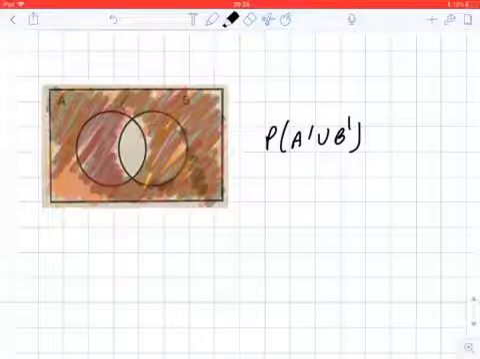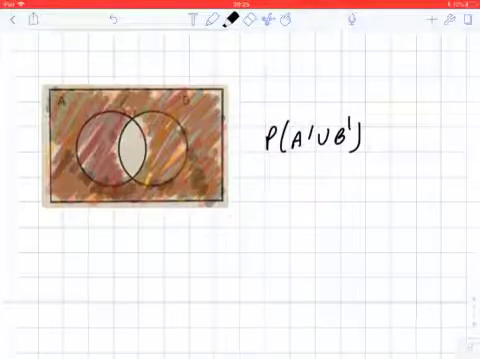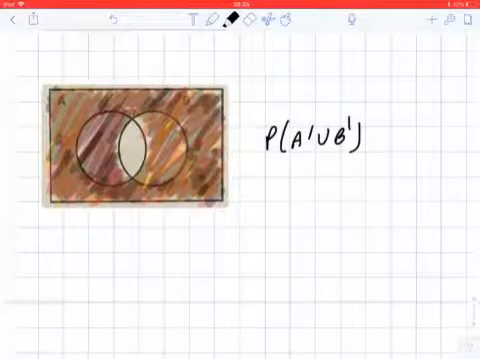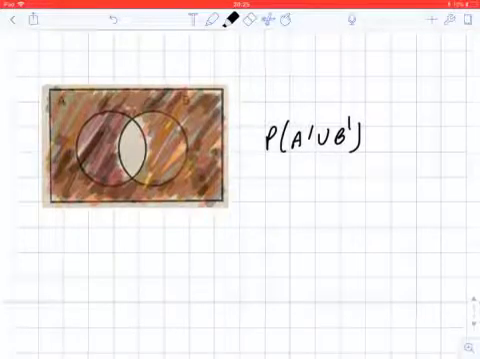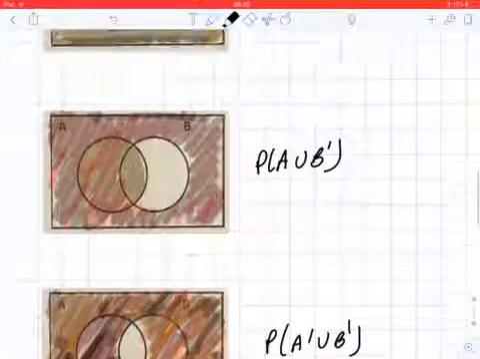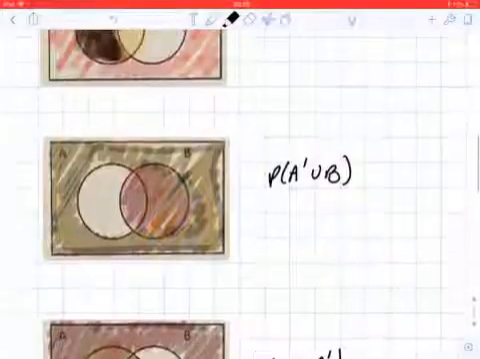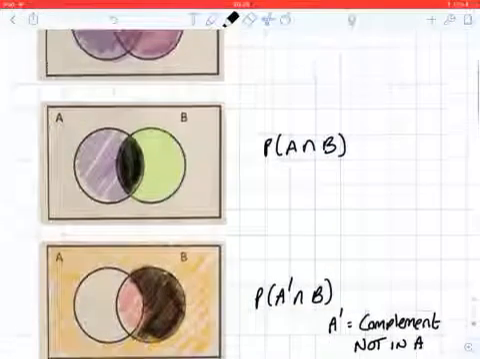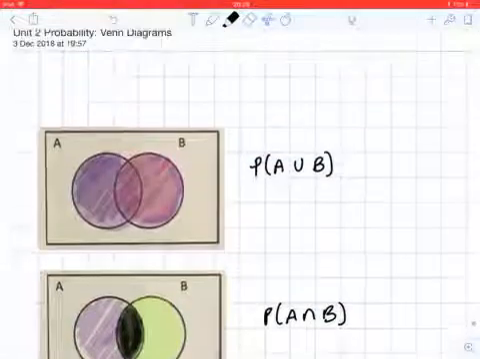There are others that we'll discuss in class. I might set you a few starter questions in your lesson just to test you out a little bit. So there are quite a few more, but these are the main ones: A' ∪ B', A ∪ B', A' ∪ B, A ∩ B', A' ∩ B, A ∩ B, and A ∪ B.